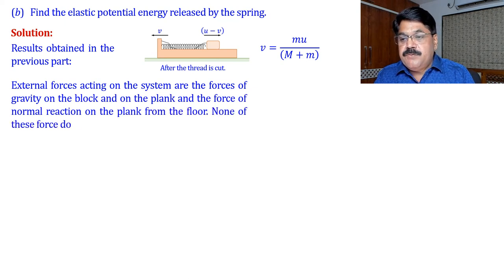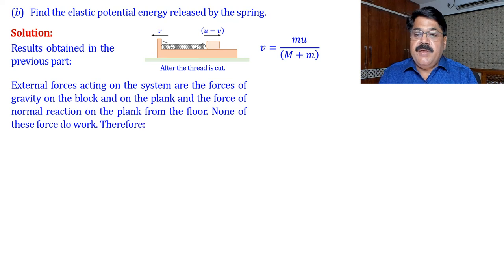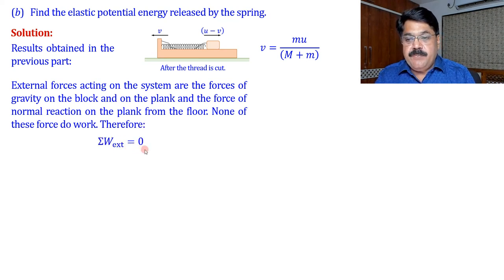None of these forces do work. Therefore, total work done by external forces is 0. Of course there are external forces, but their total work is 0: gravity on the plank, gravity on the block, and normal reaction. The displacement of the particles on which these forces act is perpendicular to these forces, so none of them do work. So their total work done will be 0.